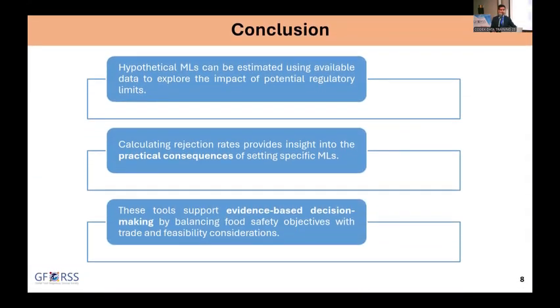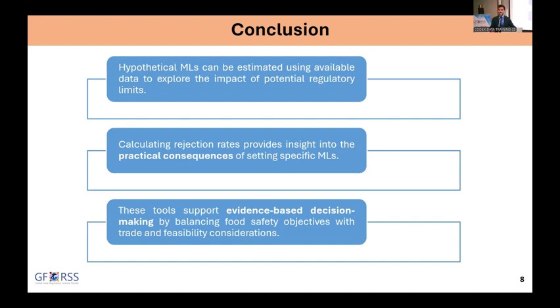So that's it. Hypothetical MLs can be estimated using available occurrence data, to explore the impact of a potential regulatory limit. And we spoke here on the economical part, the trade part. Calculating rejection rates provides insights into the practical consequences of setting specific MLs. We do not want to disturb our international trade stream in an unacceptable way. These tools support evidence-based decision-making by balancing food safety objectives with trade and feasibility.